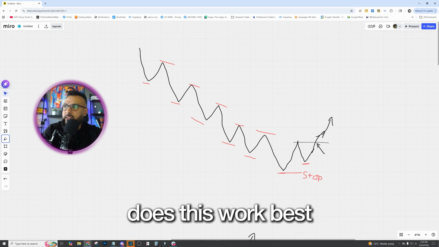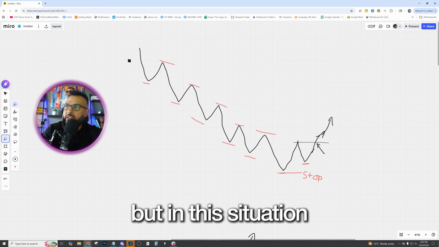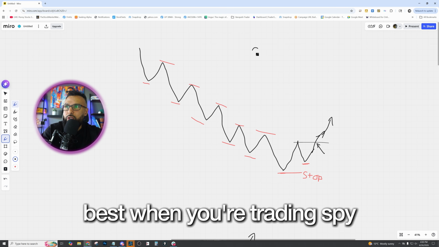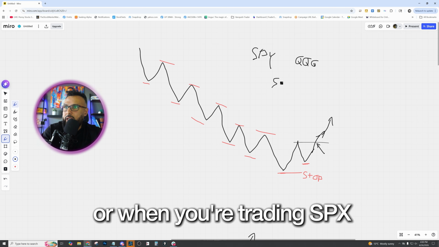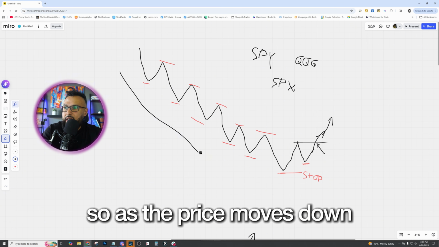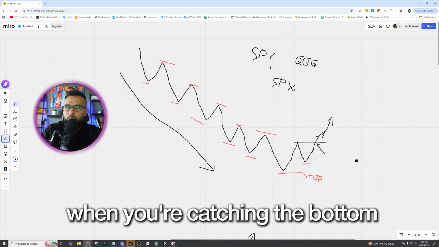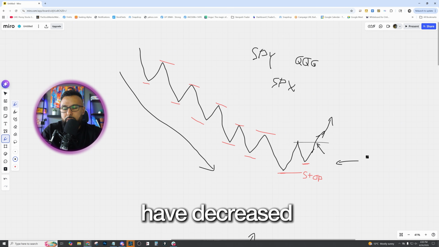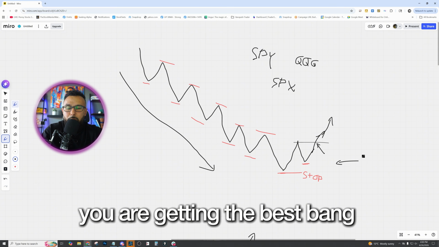Now, in what cases does this work best? I talked about it really briefly in my old video, but in this situation, when you're trying to catch trend reversals, this is going to work best when you're trading SPY, when you're trading the Qs, or when you're trading SPX. Why? Because these have same-day expiry. So as the price moves down, put volume is increasing and put premiums are increasing, and therefore when you're catching the bottom, all the call volume and all the call premiums have decreased so much in value that when you buy it at the lows, you are getting the best bang for your buck.